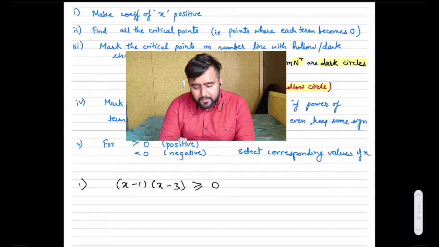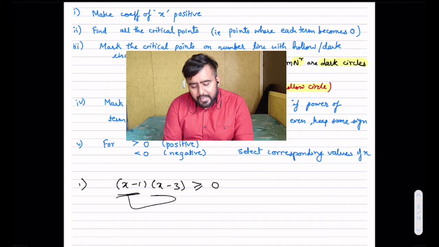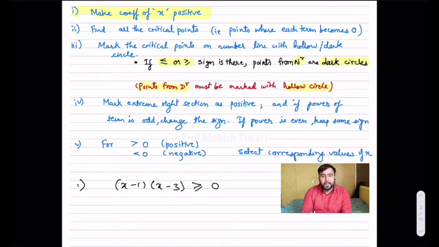Let's see. I have two terms here. So for example, the first term which we have here is x minus 1, and the other term is x minus 3. Now, as per my first step, make the coefficient of x positive. Here it is already positive. So first step done. Second step, plot all the critical points. Now what I have to see is at which value of x these two terms will be 0. So x minus 1 will become 0 when x is 1, and x minus 3 becomes 0 when x is 3. So on the number line I have to plot 2 points, and those 2 points are 1 and 3.